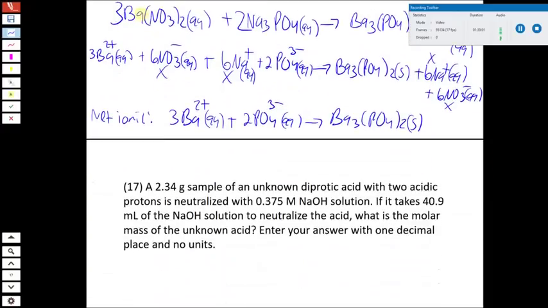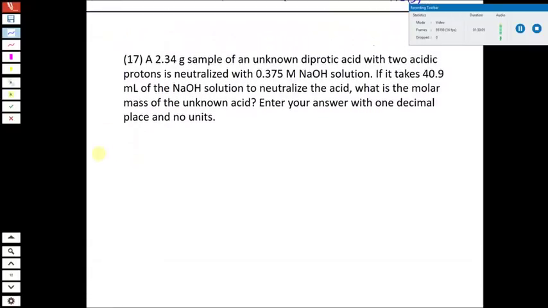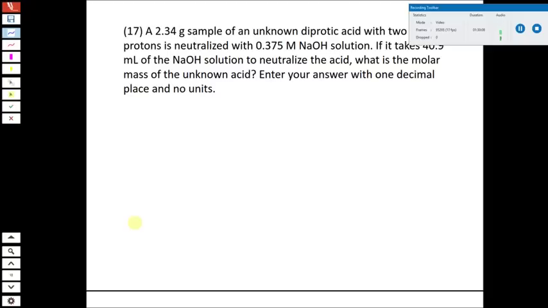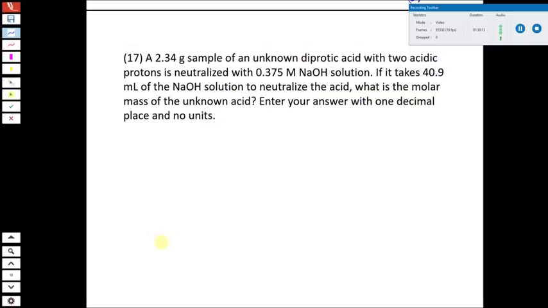All right, so that's that one, and the last one that deals with stoichiometry is going to be a titration type problem. So we're doing an acid-base titration here. We have a 2.34 gram sample of an unknown diprotic acid with 2 acidic protons. We're going to neutralize that with 0.375 molar NaOH solution. It takes 40.9 milliliters of the solution to neutralize the acid. So what is the molar mass of the unknown acid?